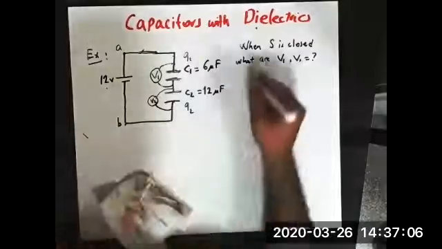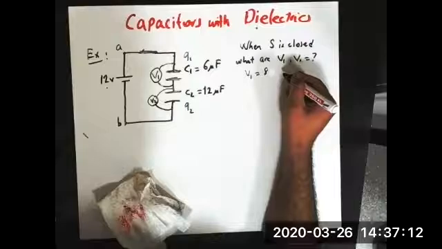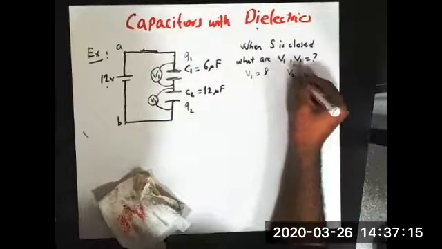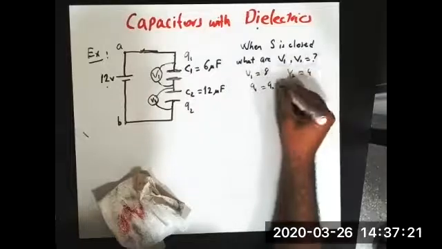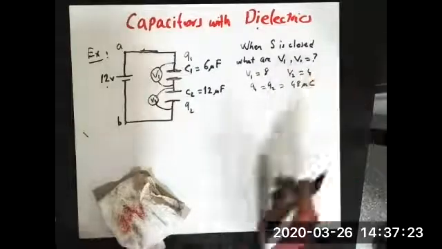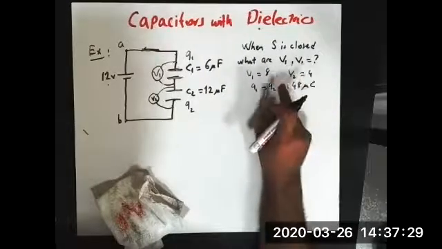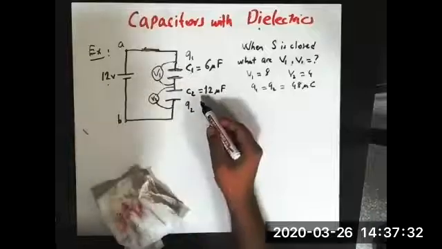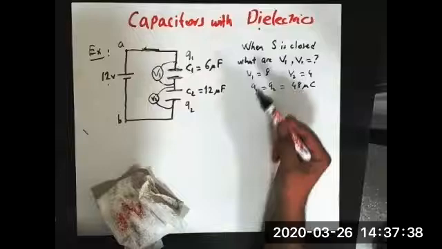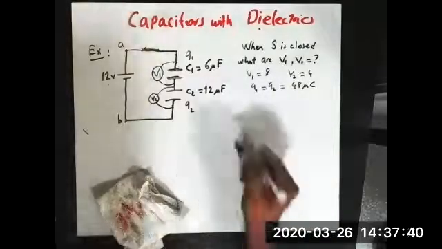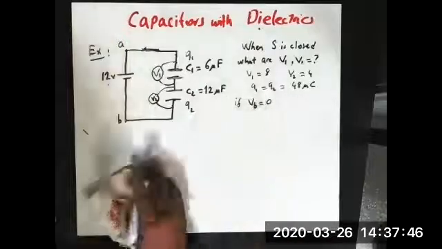Knowing that now V1 is 8 volts, right? Was that correct? And V2 to be 4 volts. And Q1 and Q2 are just 48 microcoulombs. Was it like this or the other way around? V2, 4. Yes, it's correct.